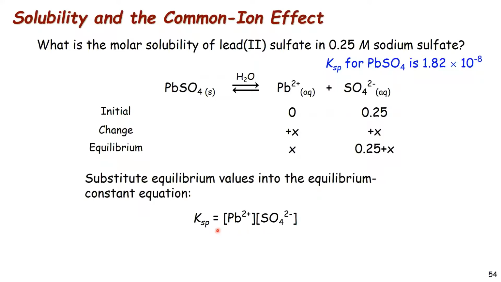We're now going to plug in our KSP value of 1.82 times 10 to the negative 8. Remember what we're looking for, the molar solubility. So what am I looking for? What am I going to be solving for here? If I want the molar solubility of this lead-2 sulfate in a solution that already contains sulfate, what is the molar solubility?